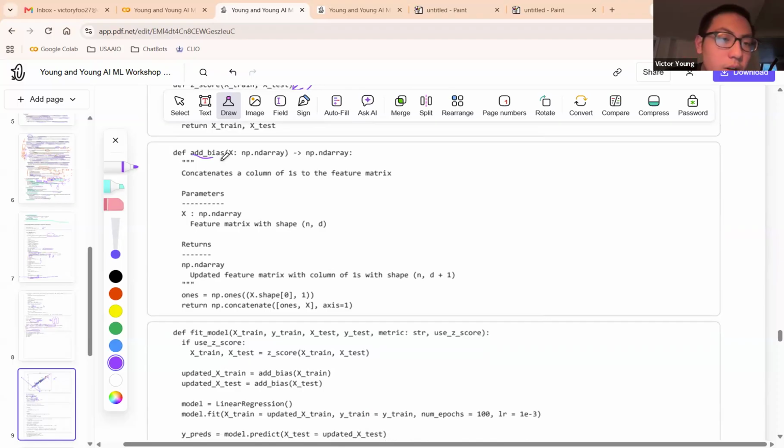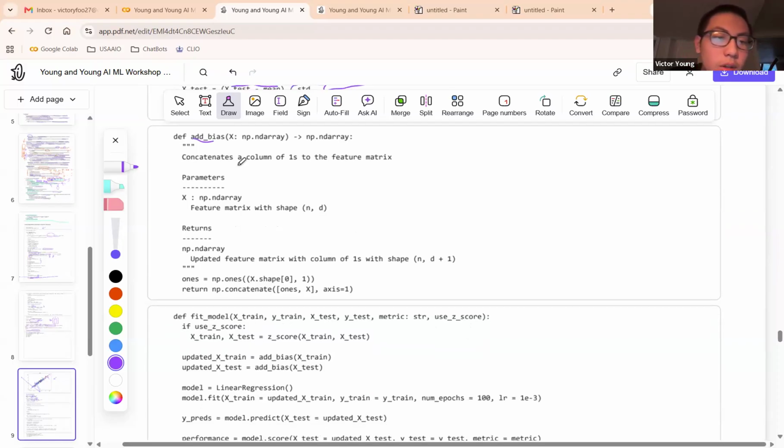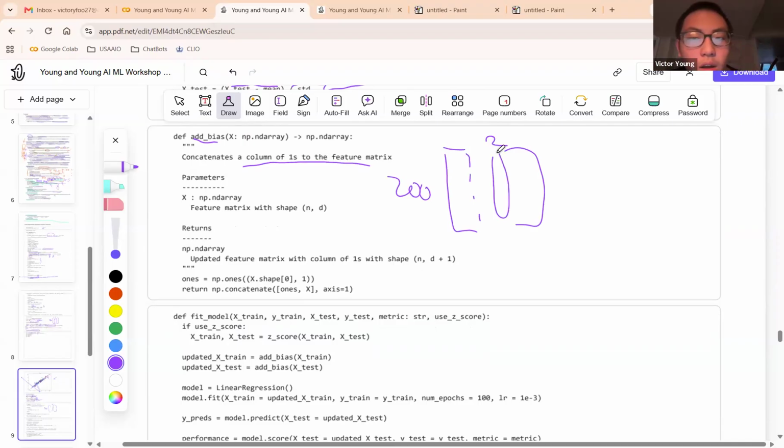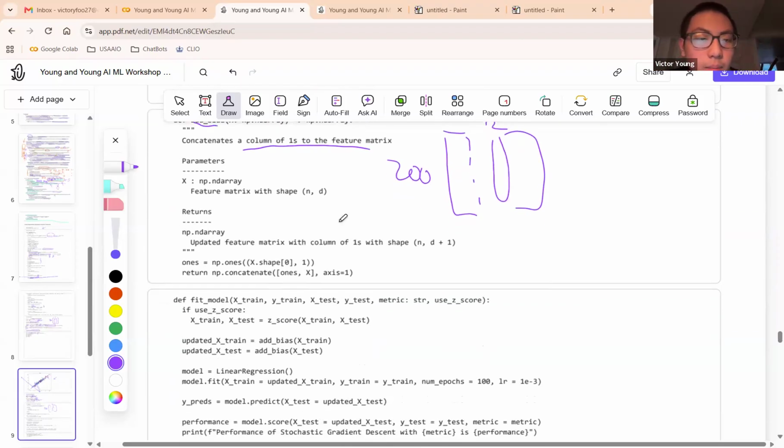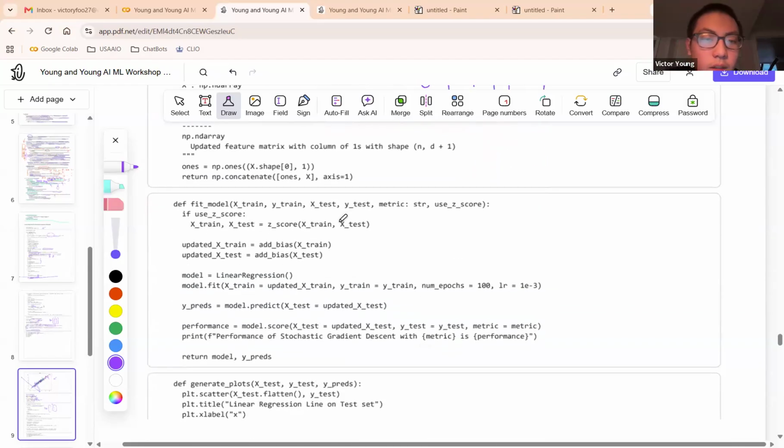Next, let's define a function called add bias. That's just what we derived last time. Append a column of ones to the feature matrix. So before I said it's 200 by 1, so now it's 200 by 2, and here is all 1, and here's the features with a mean of 5 and standard deviation of 2. So that's also what we derived last time. So these two lines basically do that.